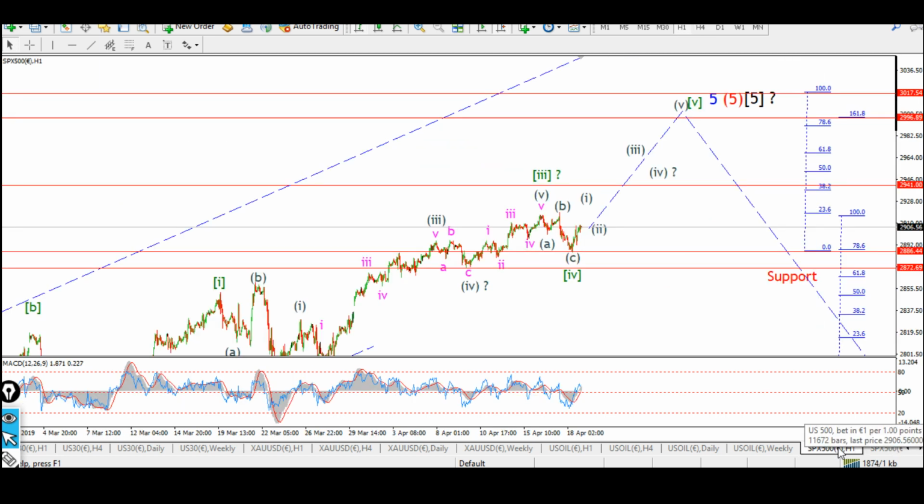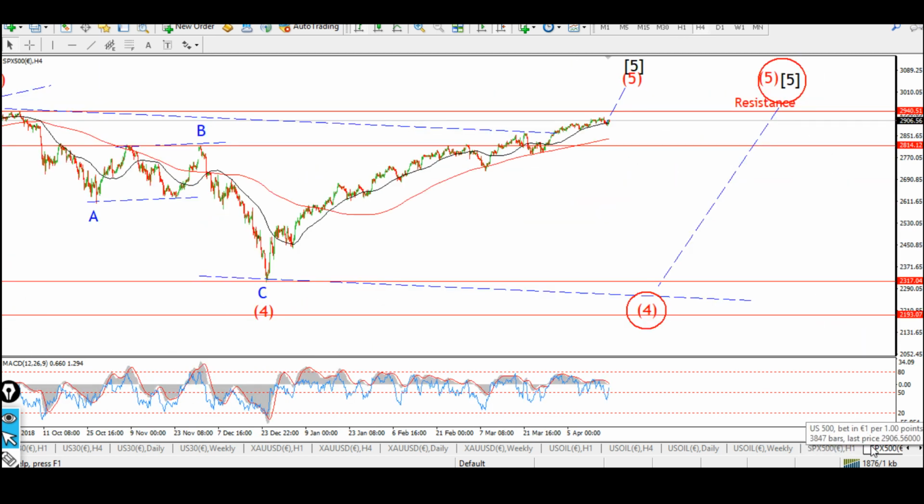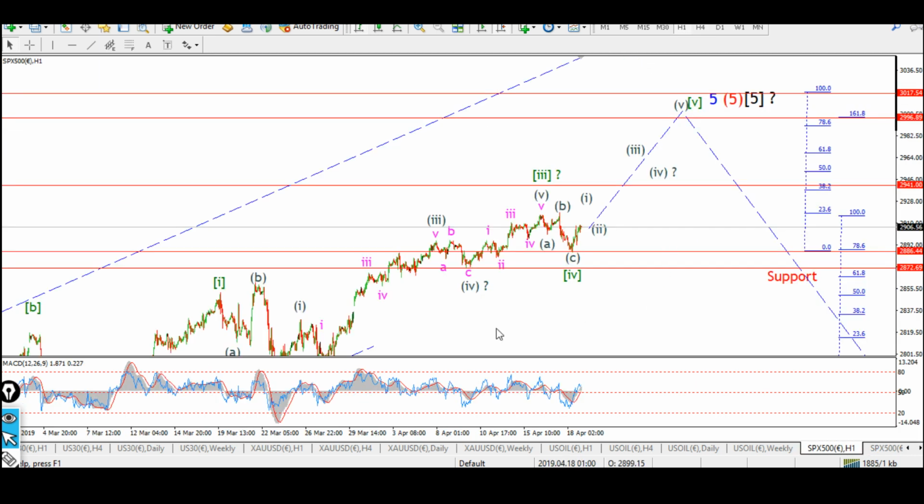Okay. Very fitting language for Good Friday, don't you think? All right. Wave 5 of 5 of 5 of 5 of 5. Could you put that in your pipe and smoke it?